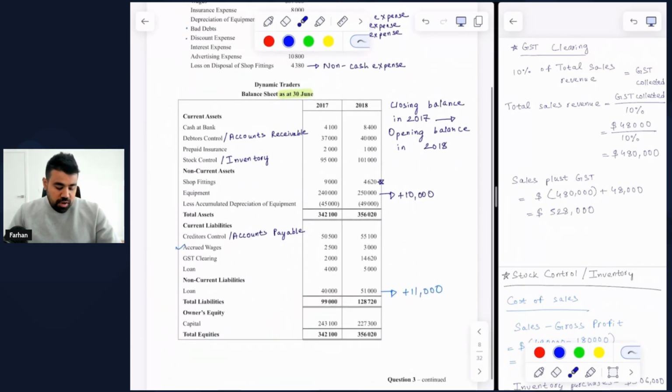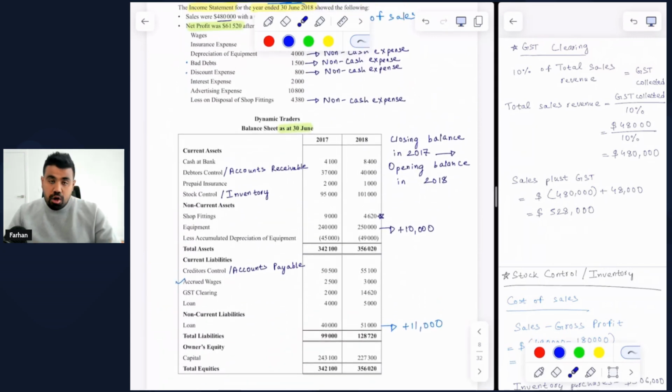You can also see some different terminologies that you may or may not be familiar with. This is from the old curriculum, but the question is very relevant even in today's curriculum as well. Debtors control is what you now call accounts receivable. Stock control is what you refer to as inventory. And creditors control is what you refer to as accounts payable.